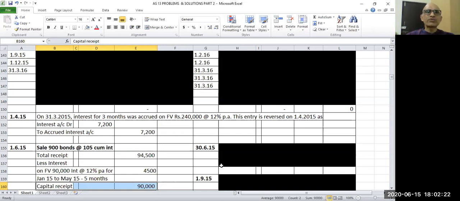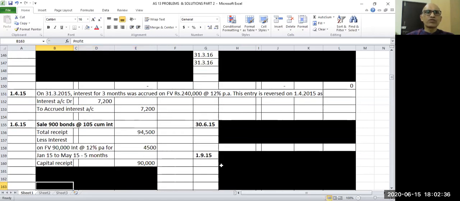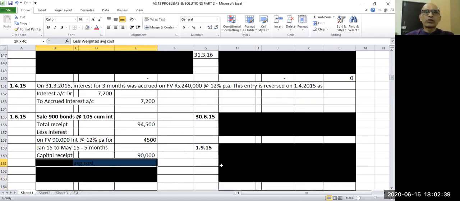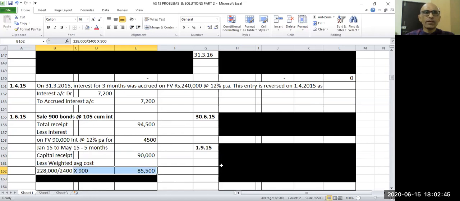Now, against this 90,000 rupees, we have to find out what is the weighted average cost so that we can find out whether there is a profit or loss on account of this transaction. Now, to begin with, we had 2,400 bonds whose cost was given to you. So using that data, we can calculate the weighted average cost. 2,28,000 is the total cost at the beginning of the year, divided by 2,400, the number of bonds, multiplied by 900 bonds which are in hand as of now. So if you calculate weighted average cost for 900 bonds, it comes to 85,500 rupees.